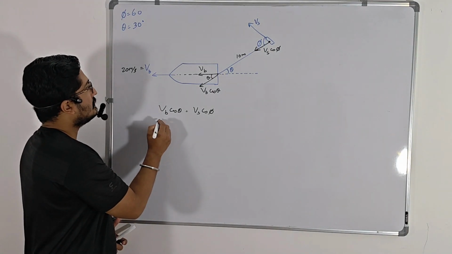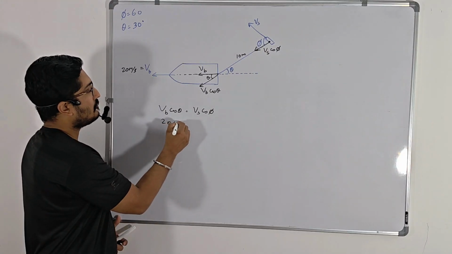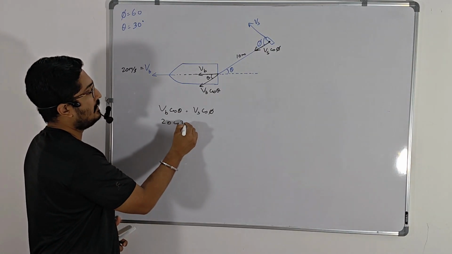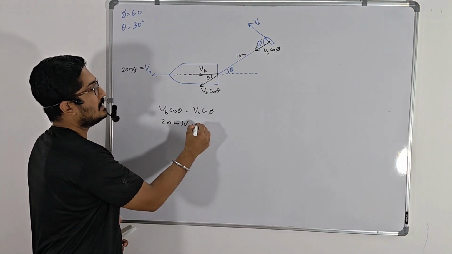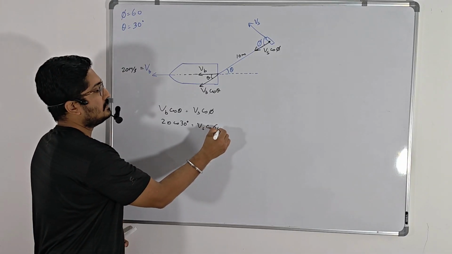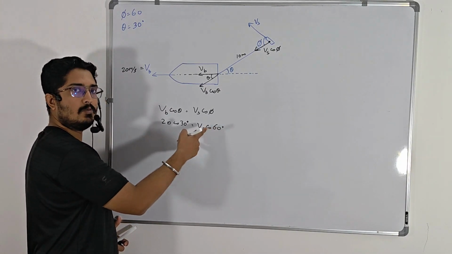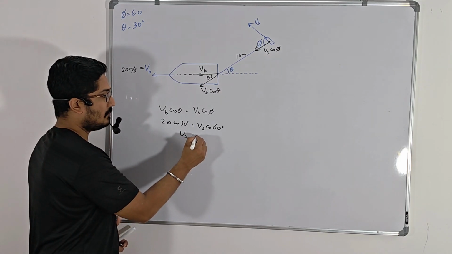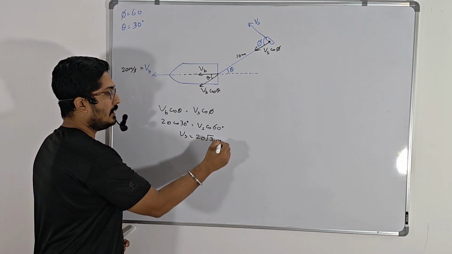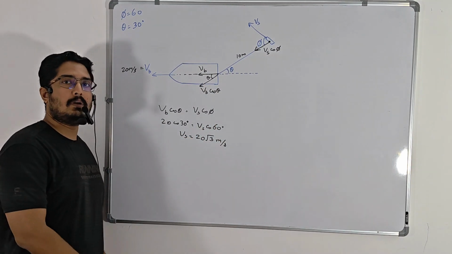So Vb is given to us as 20, cos of theta, theta is 30 degree, and that equals Vs, which we don't know, cos of 60 degree. Cos 30 would give me root 3 by 2. Cos 60 would give me 1 by 2. The 2 cancel. I'll be getting Vs equals 20 root 3 meter per second. This would be my answer.